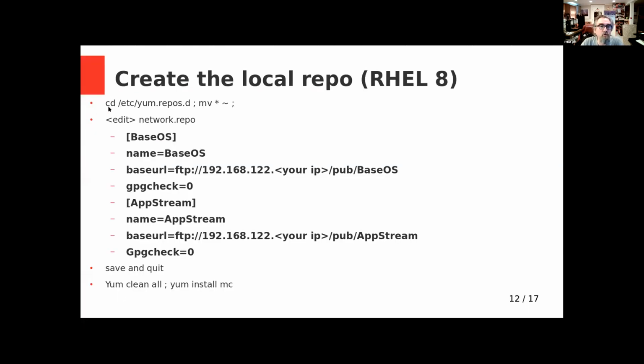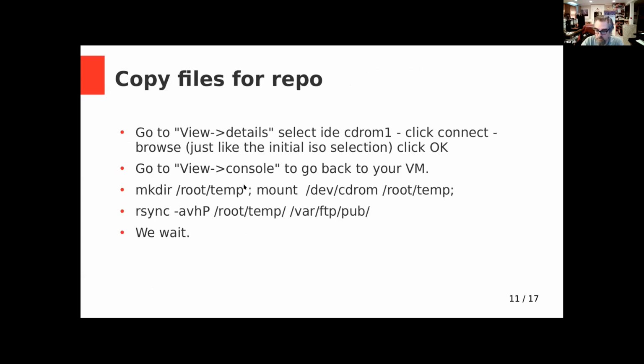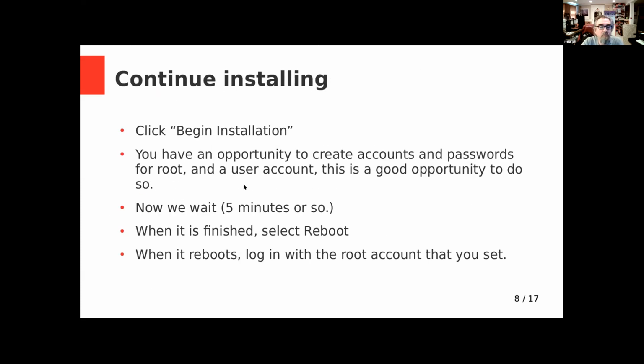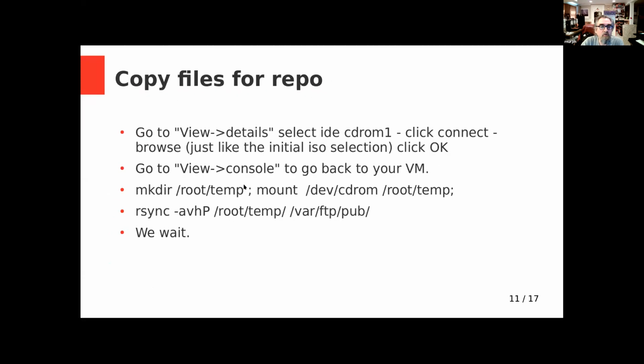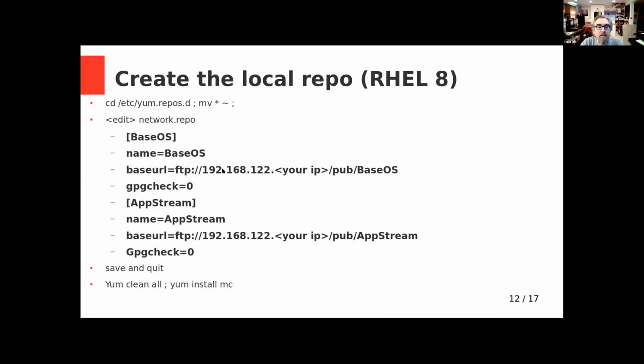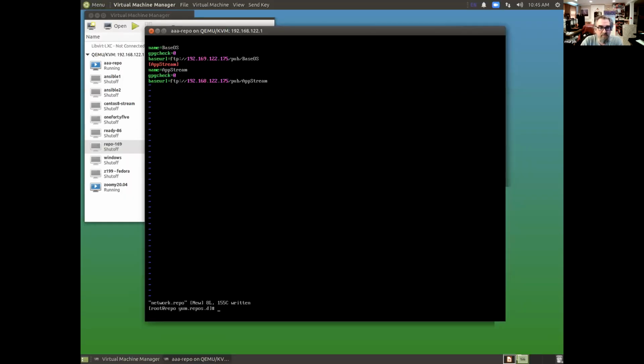So we moved all of our files out into the root directory. We edited our network repo file, base OS, name equals base OS, base URL equals, and then FTP, the IP address. Oops, sorry. Okay. The IP address, pub, base OS, GPG check equals 0. It doesn't matter if those are in different order. And then we save and quit. And then we test it out. Our first test of our repository. So I'm going to save and quit.